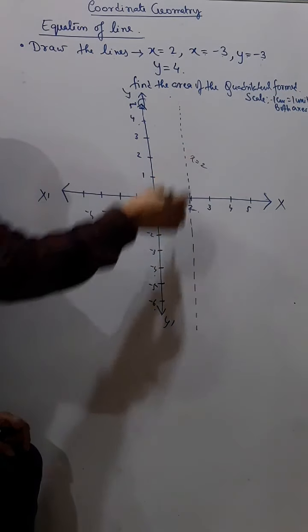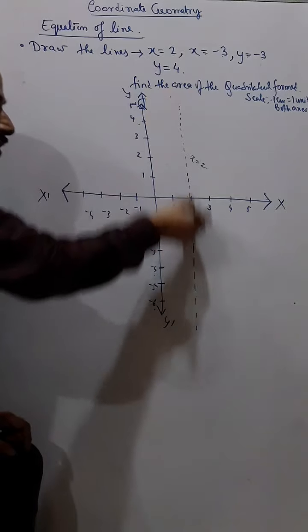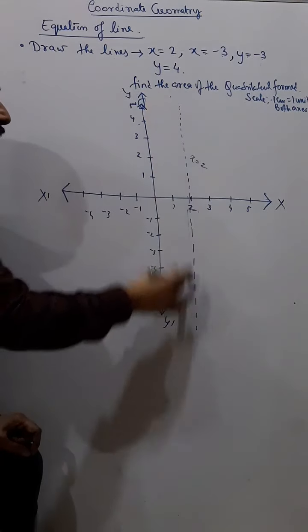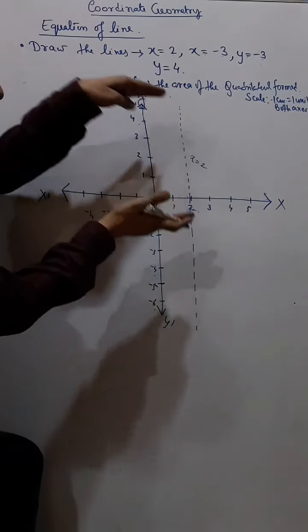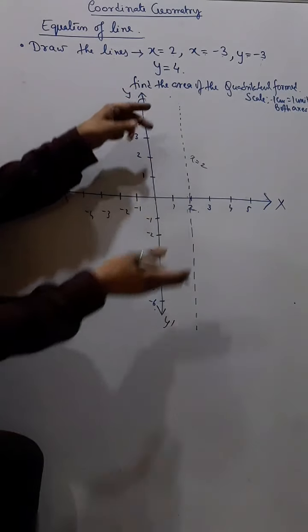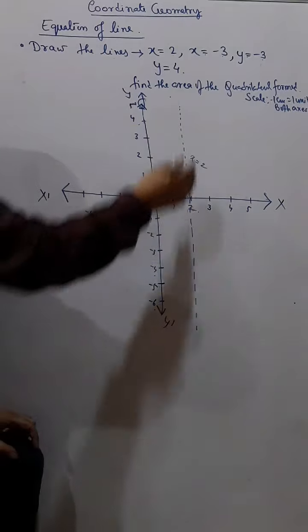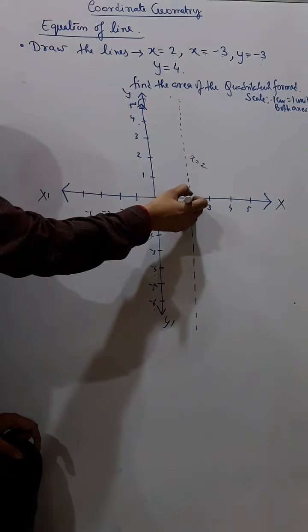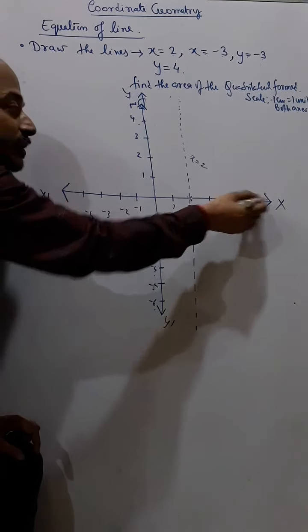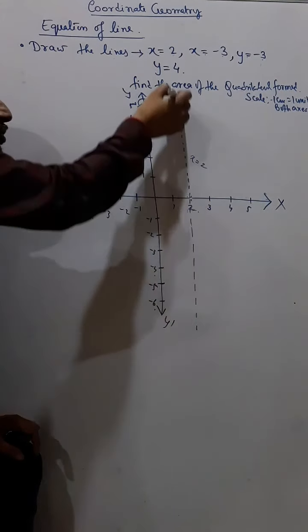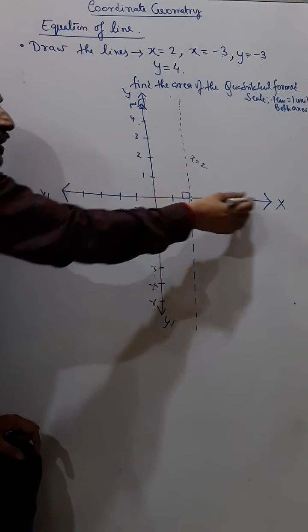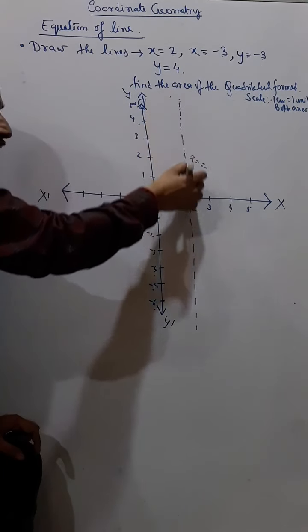Understand? This full line. You know, a line is always never ending. This is not a line segment, this is a line. A line segment is a part of a line, but this is a line. So x equals 2 means from point 2 on the x-axis, we'll draw a line which is perpendicular to the x-axis. So this line is x equals 2.